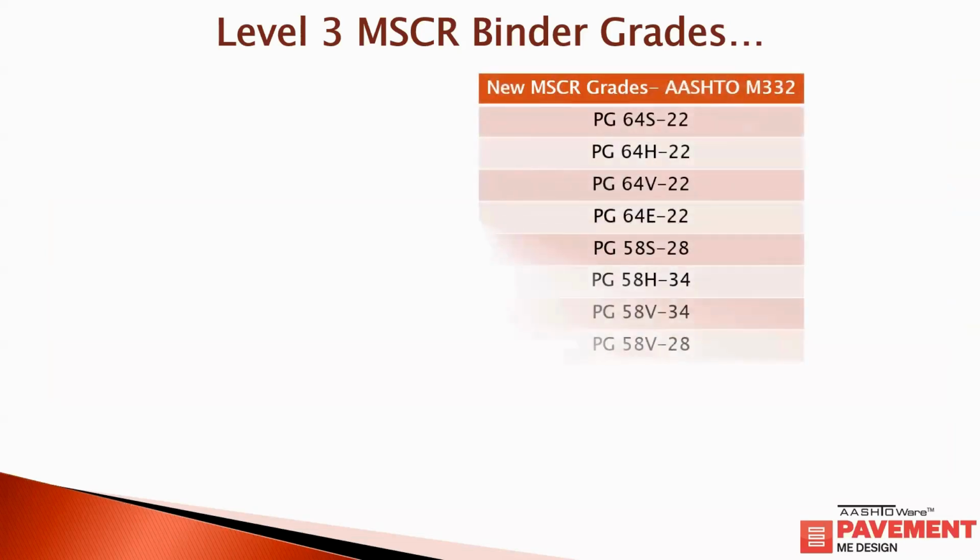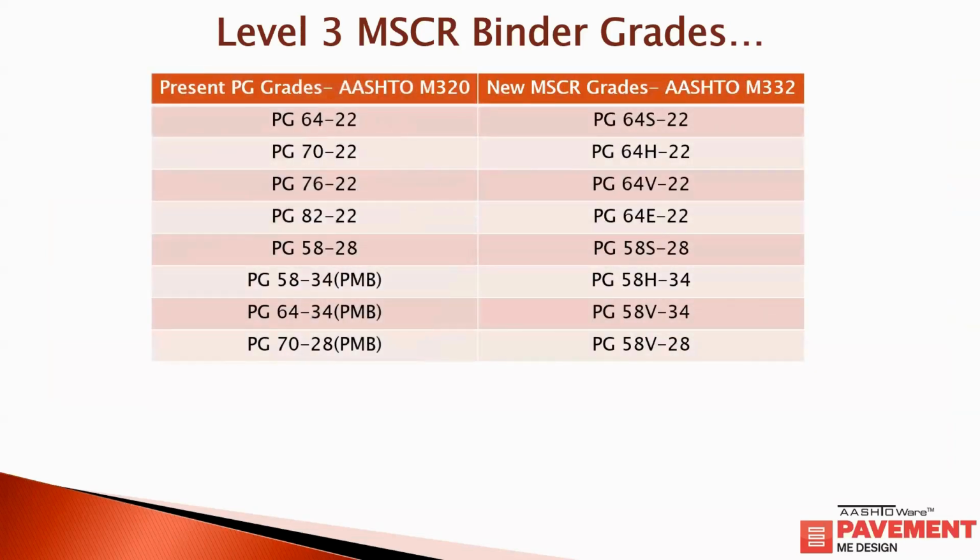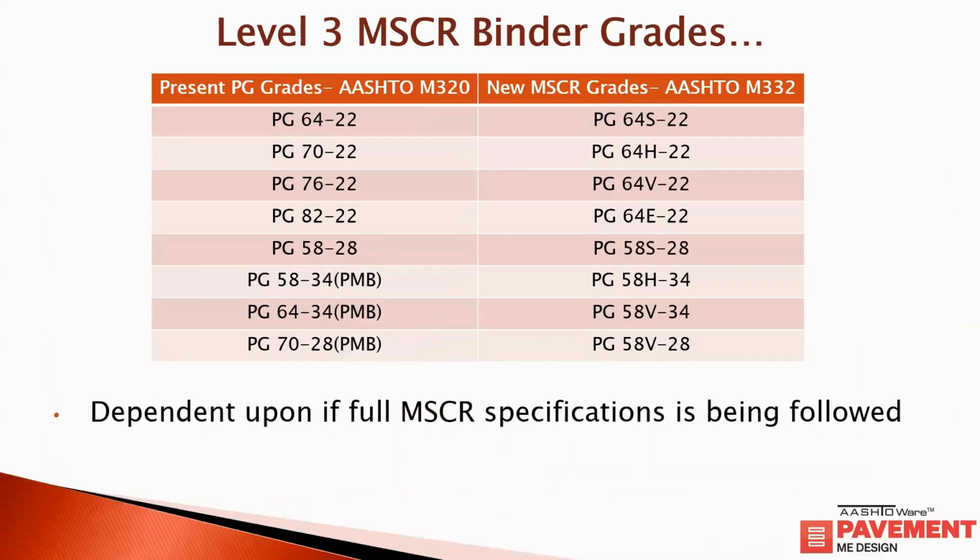So this was our basis for introducing the level 3 input for the MSCR binder grade in the Pavement ME Design. So the previous PG64-22 would be PG64S-22. PG70-22 would be PG64H-22. PG76-22 will be PG64V-22. But this will be dependent upon whether you are maintaining the full MSCR specification to specify your binder grades. Next slide, please.